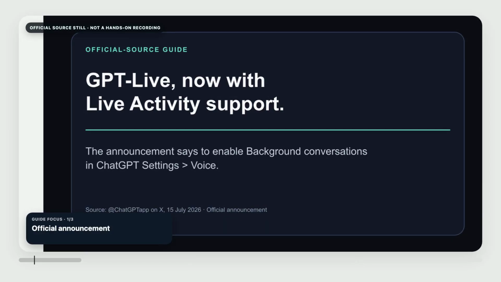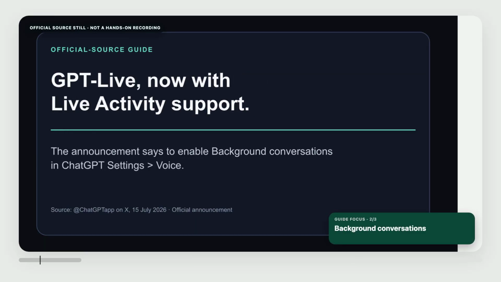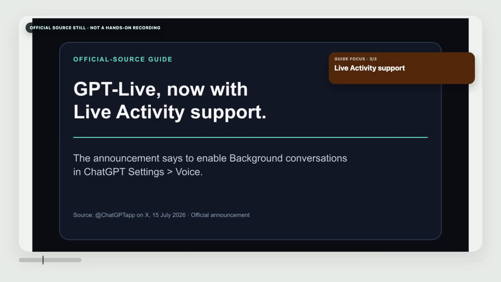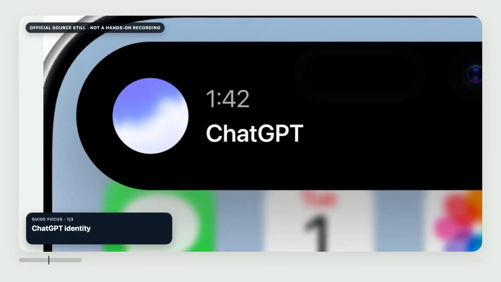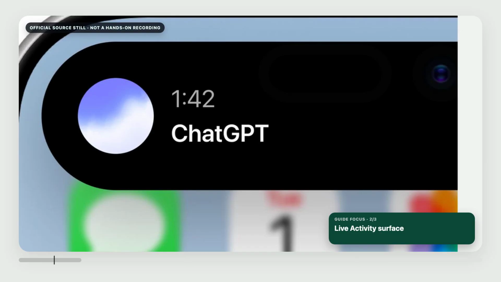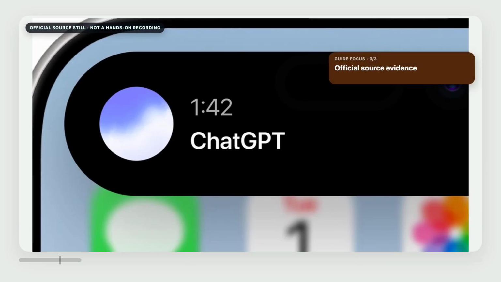Now, here's what the official ChatGPT post actually says. The announcement is compact. Enable background conversations in settings, then voice, for live activities. It also quotes OpenAI interaction designer Gavin Nelson, GPT Live, now with live activity support. The official image from that post is the visual proof in this video.